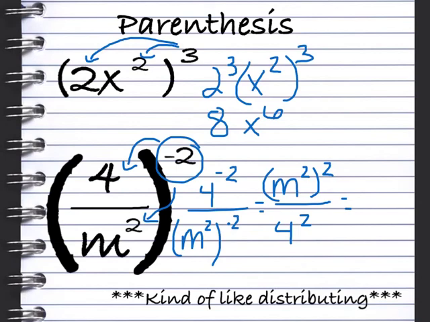And when you have a power raised to a power, you multiply, so that'll be m to the 4. And 4 squared is 16. That is our final answer.